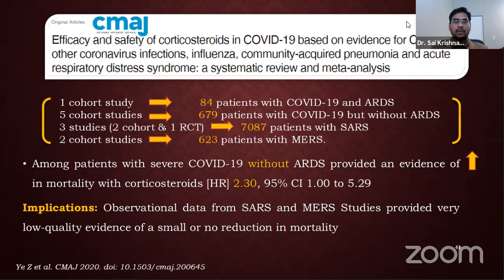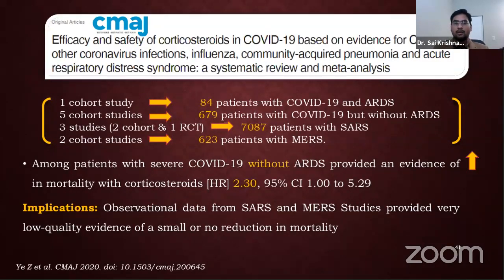They found that among patients with severe COVID-19 without ARDS, there was no evidence of reduced mortality with corticosteroids. In fact, mortality increased with the use of corticosteroids, with a hazard ratio of 2.3, meaning there is a more than 2.3 times higher risk of dying for patients receiving corticosteroids. They finally concluded that the observational data, considering SARS, MERS, influenza, and other outbreaks, including COVID-19, showed the use of corticosteroids provided very low quality evidence of no reduction in mortality.